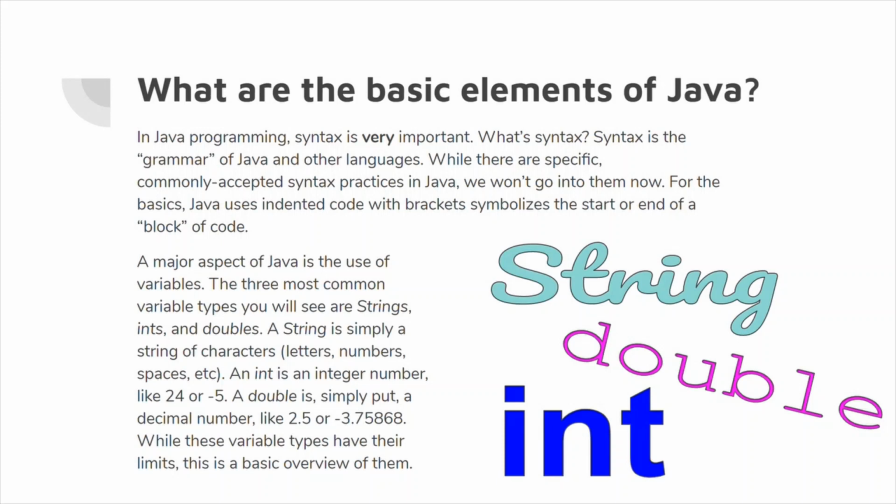So for the basics, Java uses indented code with brackets that symbolize the start or end of a block of code. Another major aspect of Java is the use of variables, and the three most common variable types you'll see are strings, ints, and doubles. A string is simply a string of characters, which can be letters, numbers, spaces, etc. And an int is an integer number like 24 or negative 5. A double is a decimal number like 2.5 or negative 3.75868. And while all these variable types have their limits, it's just a basic overview of them for now.